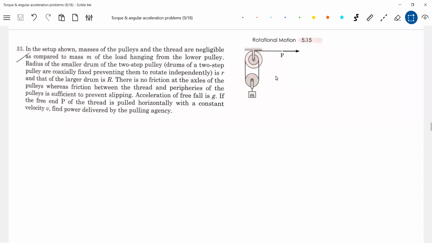If the free end of the thread is pulled horizontally with a constant velocity v, that v is missing, I'll show it. Find the power delivered by the pulling agency. There is some agent pulling this. So as it pulls, what will happen here? This particular drum is called the inner drum of a two-step pulley. And the radii are also given, small r, capital R.